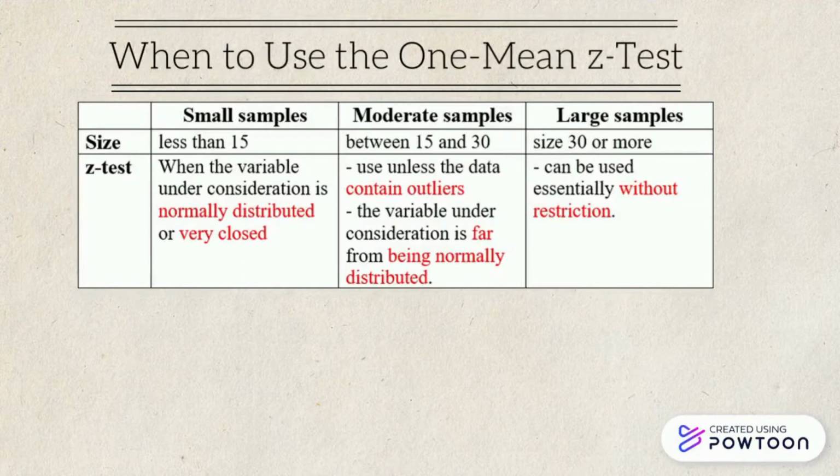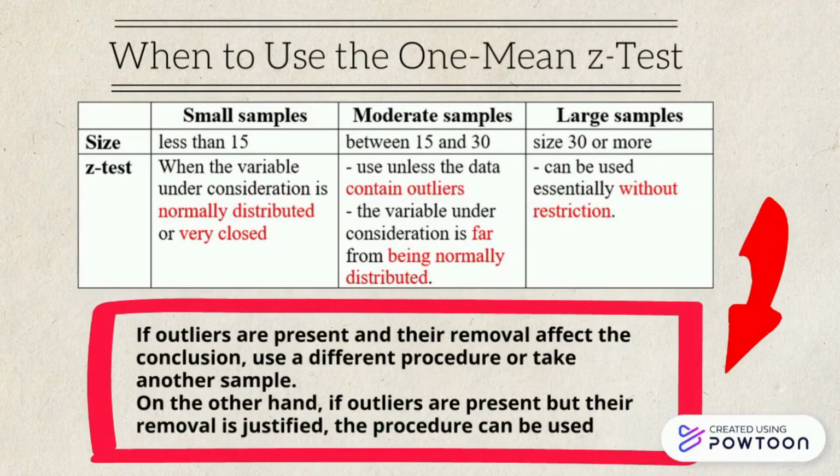For a small sample, the z-test should be used only when the variable under consideration is normally distributed or very close to being so. For a sample of moderate size, the z-test can be used unless the data contain outliers or the variable under consideration is far from being normally distributed. For a large sample, the z-test can be used essentially without restriction. Hence, if outliers are present and their removal affects the conclusion, use a different procedure or take another sample. On the other hand, if outliers are present but their removal is justified, the procedure can be used.